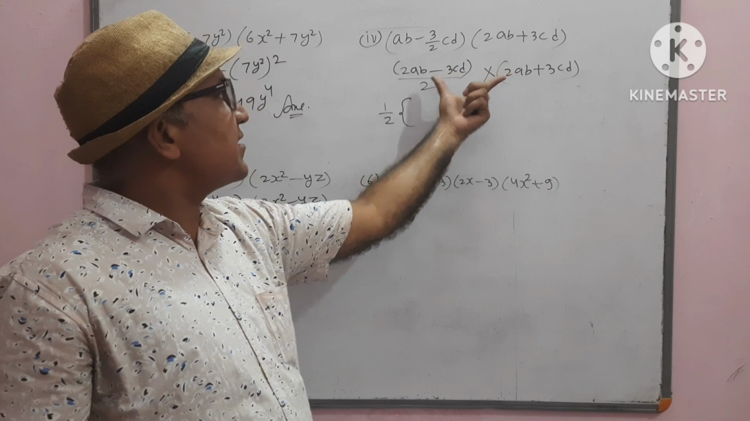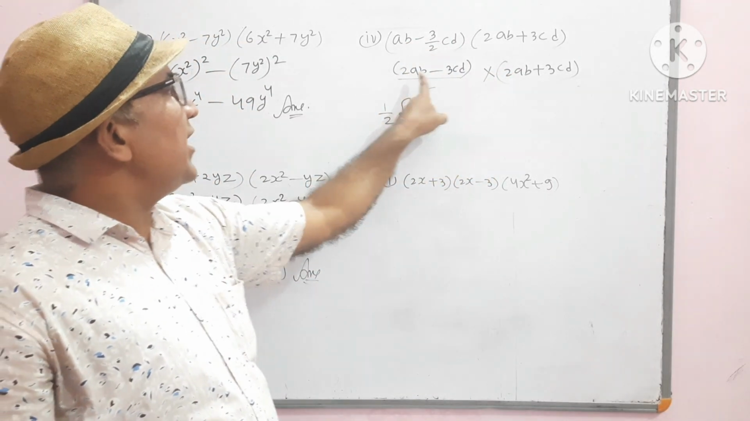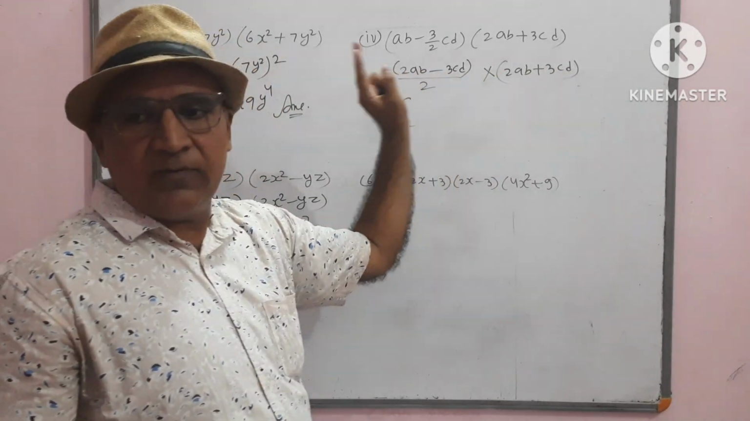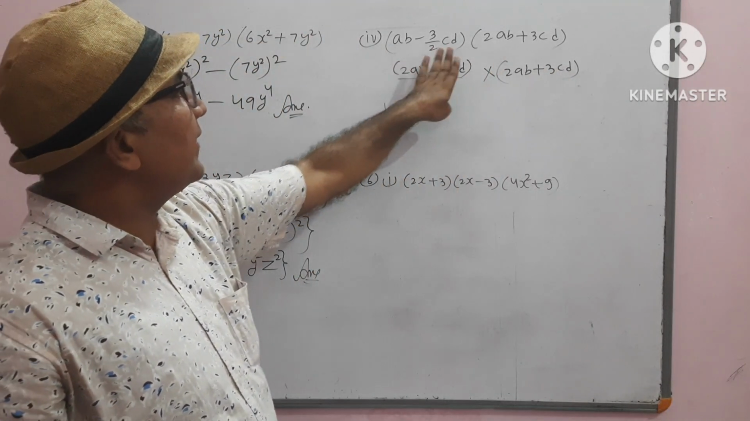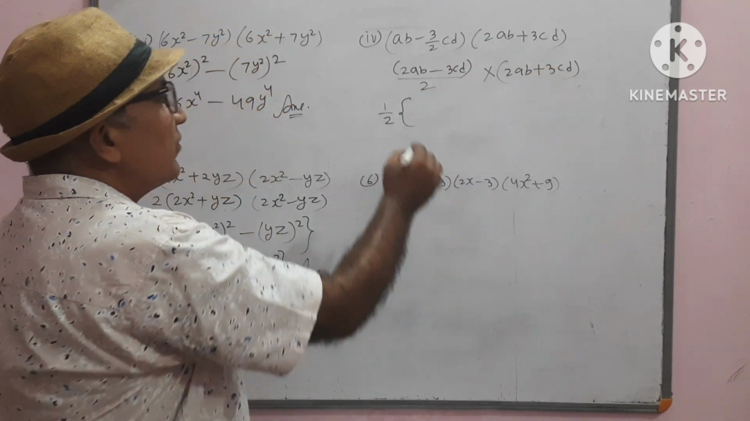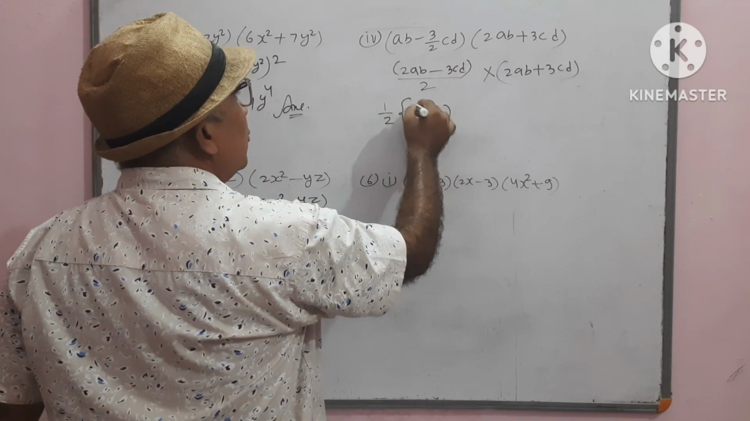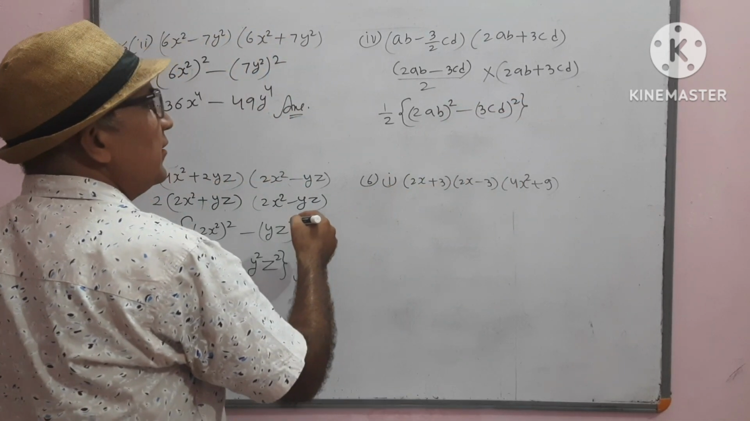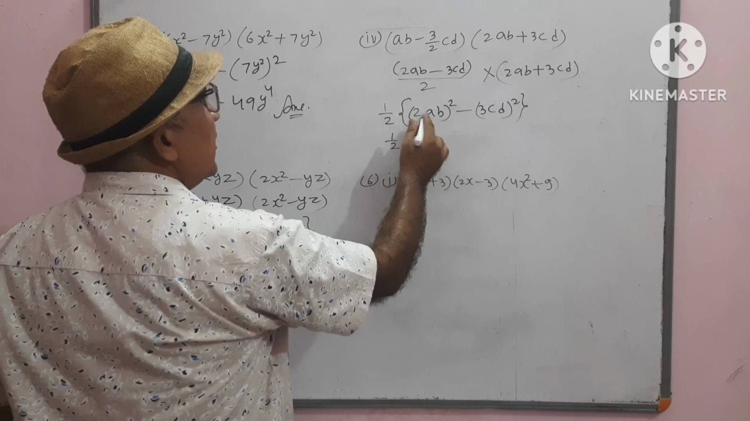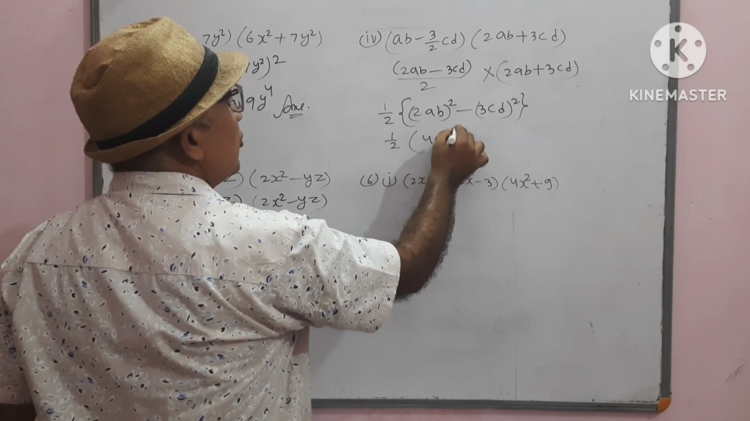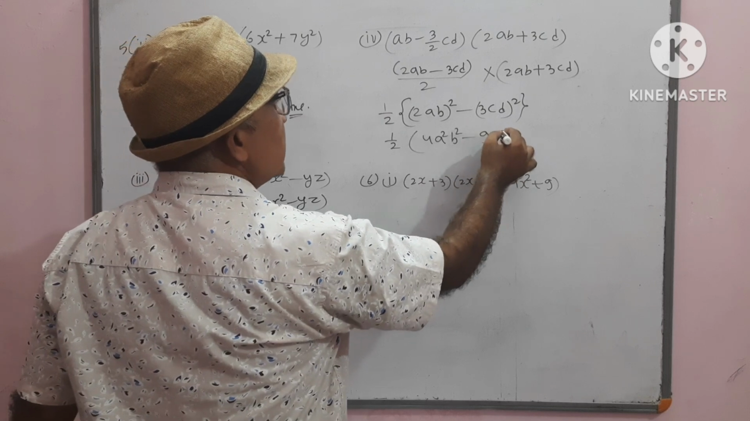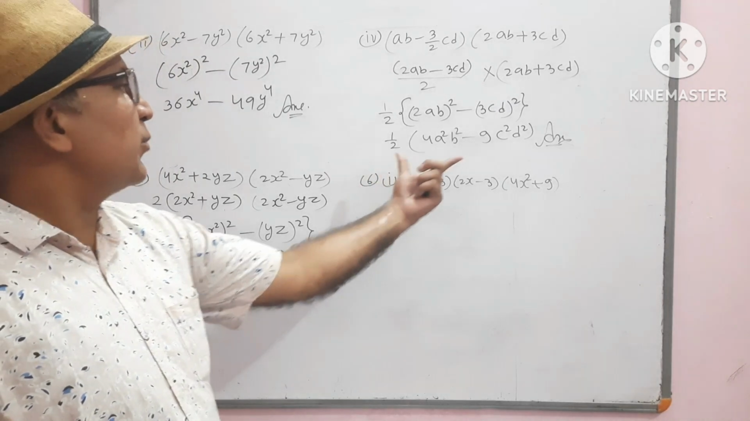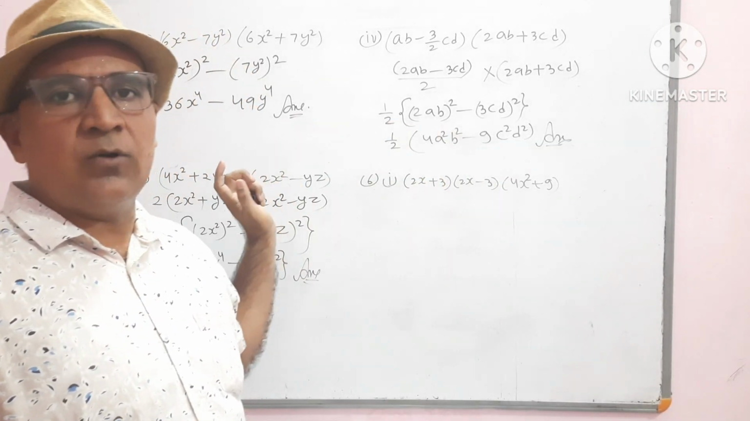And these two brackets are making again the identity: 2AB, 2AB, 3CD, 3CD, and there is an opposite sign between them. So again this is looking like A minus B into A plus B. So what will be the identity here? 2AB whole square minus 3CD whole square. Now calculate it. 2 square is 4, A square, B square, 3 square is 9, C square, D square, and that will be your answer. Because both are unlike terms, this will remain your answer.